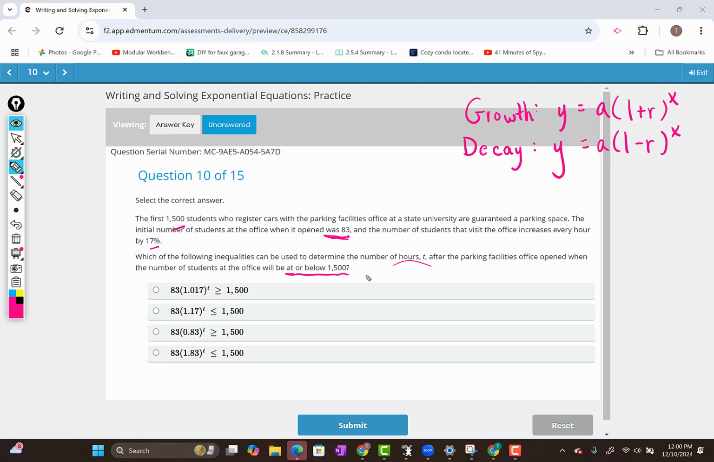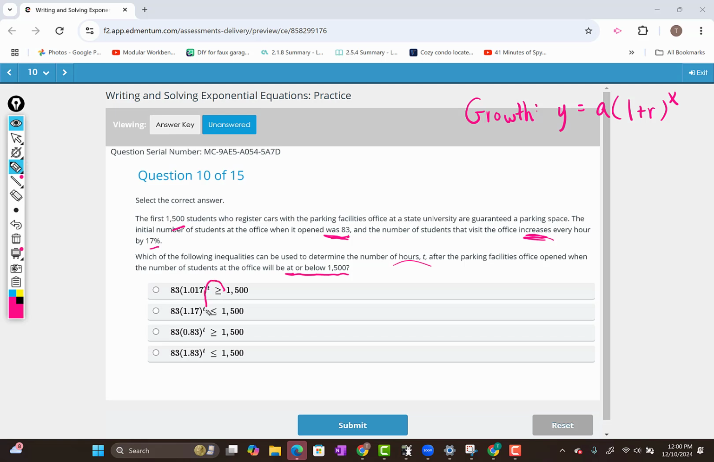So first off, is this growth or decay? Let's look for a word that's a synonym of growth or decay. Let's see, which of the following... increases. I knew I saw it somewhere. So the number of students that visit the office increases every hour. So that's a big giveaway that this is a growth exponential problem.